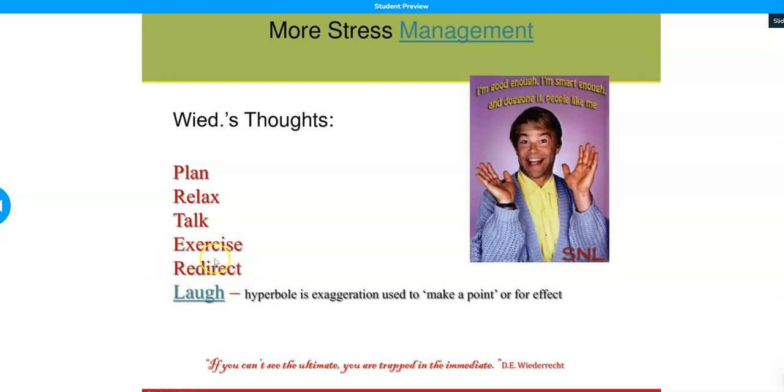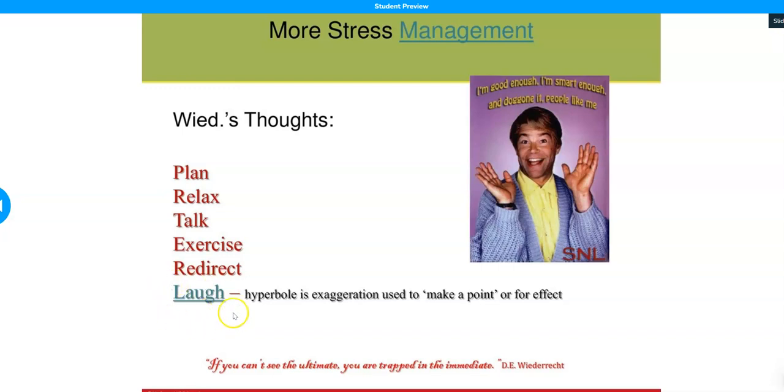Redirect, that's not "we direct," that's redirect. So you're stressed about one thing, so you put that energy into something else. So you're really stressed, and then you go wash the dishes. And for me, washing dishes is cathartic, so is vacuuming. So taking that energy and stress from one thing and placing it into something else in a positive way.